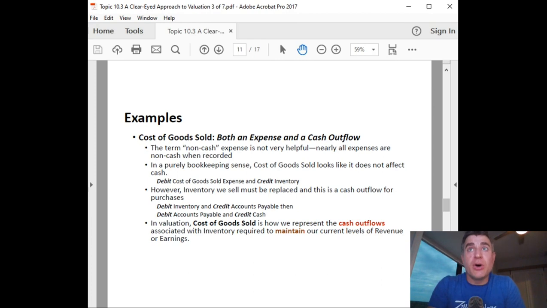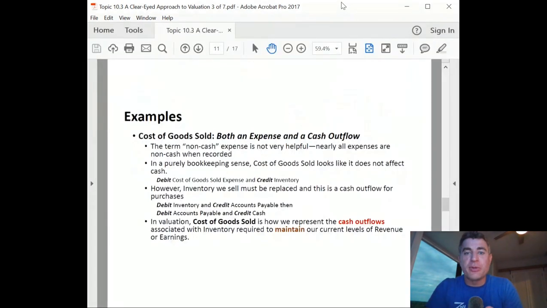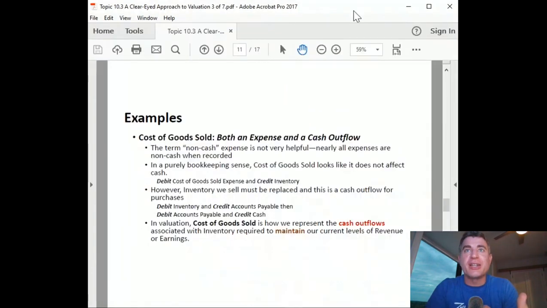If you think about cost of goods sold, it's both an expense and a cash outflow. So what do we basically have there? Well, cost of goods sold is going to be a representation of the non-cash, calling it non-cash, which it technically is, is not very useful. Really, nearly all expenses are non-cash. So I want to step away from a bookkeeping lens, and this is going to really make a difference when I show you a simpler way to do a discounted cash flow valuation model. I want to step away from labels, stickers, and just pure bookkeeping.